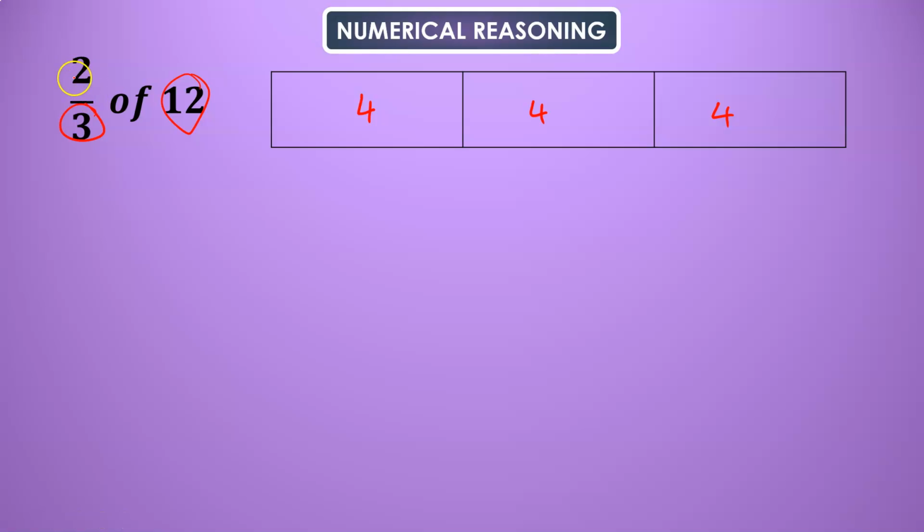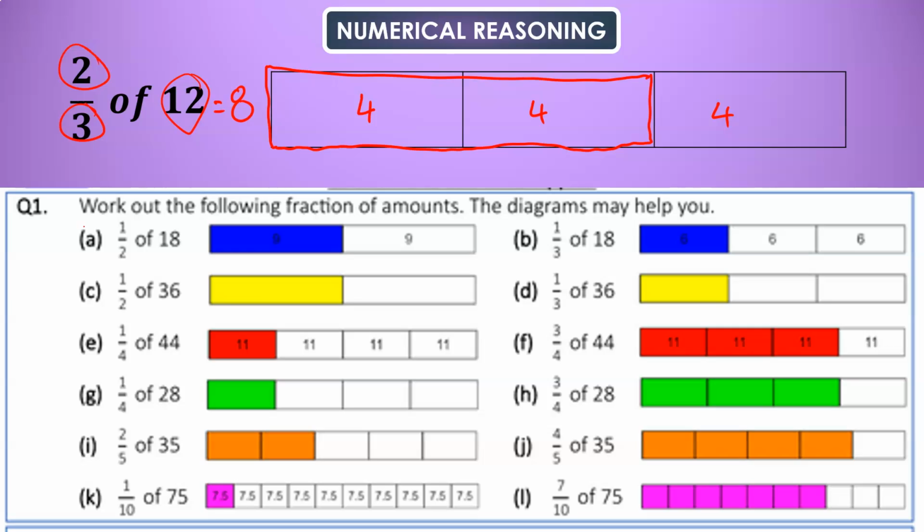Now the question states that we're looking for 2/3. So 2/3 would be 2 of those sections. That would be 4 and 4. So the answer is 8. 2/3 of 12 is 8. And that's something that can be repeated a number of times.